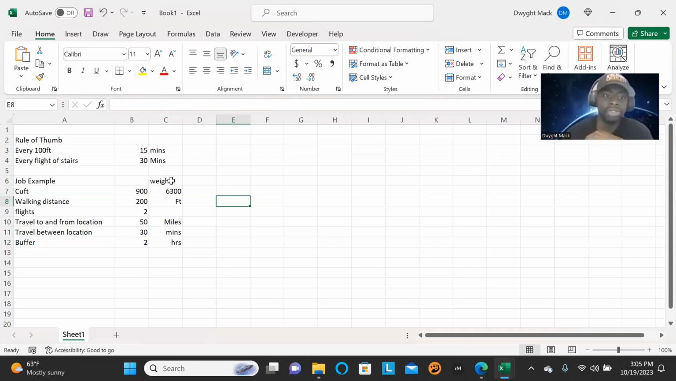And then, like I said, for every flight of stairs, rule of thumb, you can probably go 30 minutes per flight of stairs.